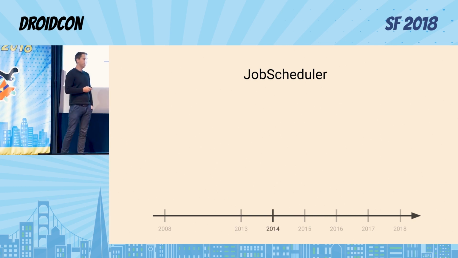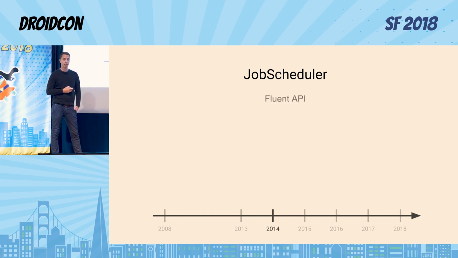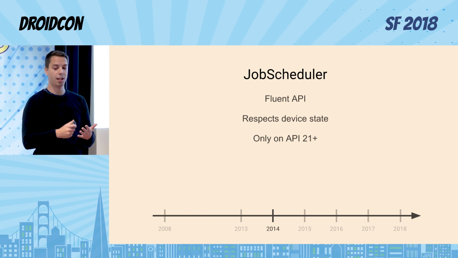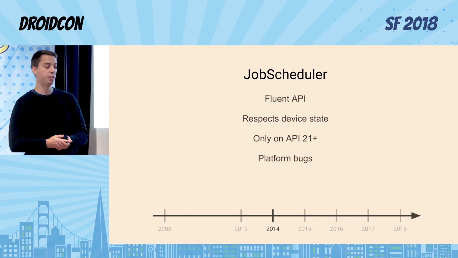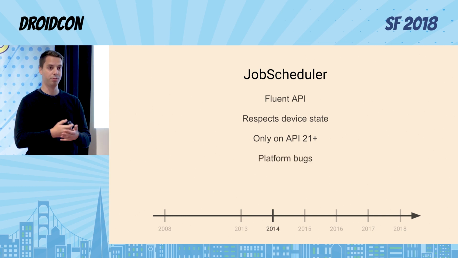Then in 2014, Android Lollipop was released, and we had a new API, JobScheduler. And JobScheduler is great. It provides a fluent API for your background jobs. It respects the device state. So you can say something like, hey, run this job only while the device is charging. Problem, of course, is it's a platform API. That means it's only available on 21 and above. And back then, you couldn't target Android Lollipop as a minimum SDK version. And then additionally, there are a couple of platform bugs you also have to be aware of.